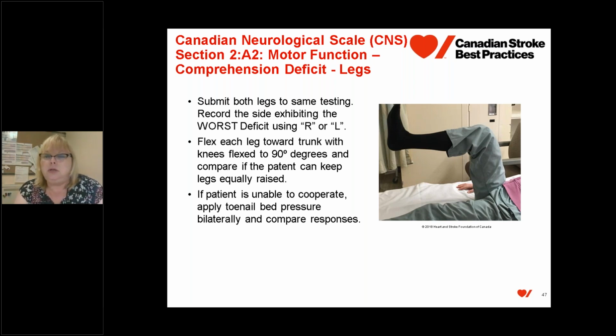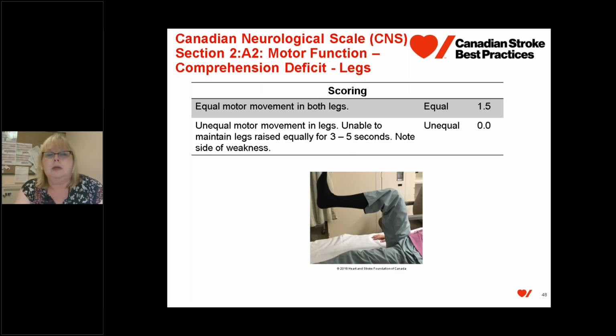I find that usually you are able to determine weakness in the total arms and legs, and it's not necessary to apply toenail pressure, but both of those options are available for assessing the arm and leg weakness. Scoring for the legs is again the same with the arms. It's either equal, 1.5, or unequal, 0.